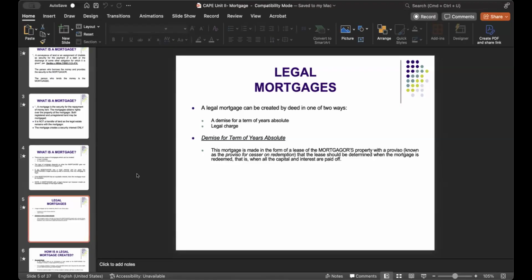So if it is at a bank, CIBC gives you a mortgage for 10 years, right? CIBC is holding on to your title for that 10 years, right?